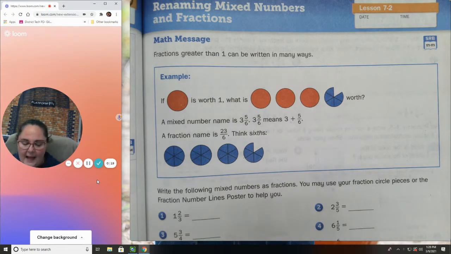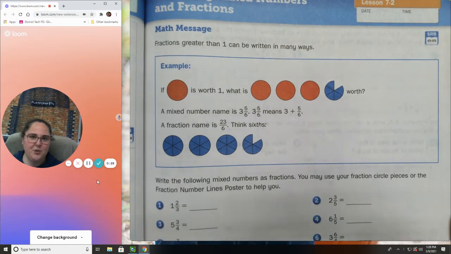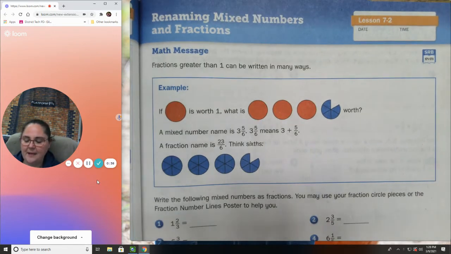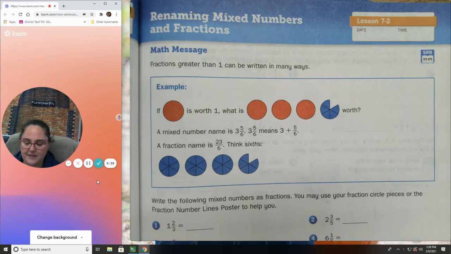I know we worked a lot on multiplying fractions yesterday for our lesson. One of the things I want you to really think about is that I have trick ways and things that I'm going to show you sometimes. This gets you ready for my trick way. So what we're going to start with is renaming mixed numbers and fractions.